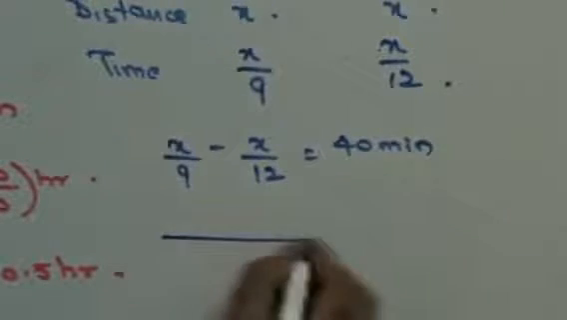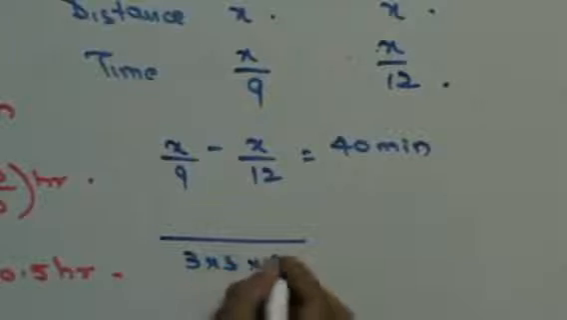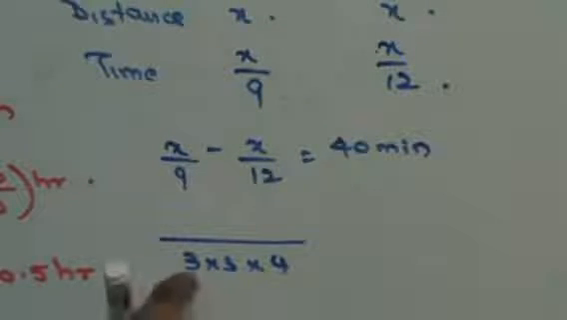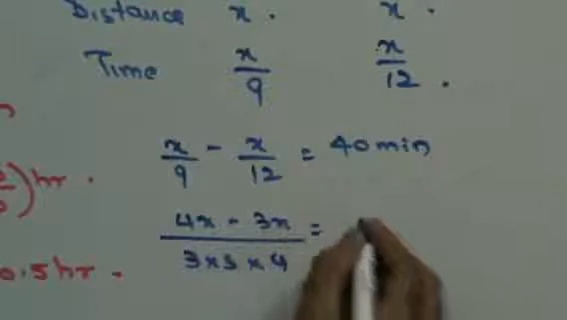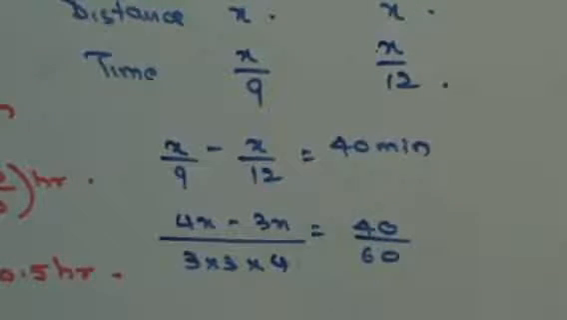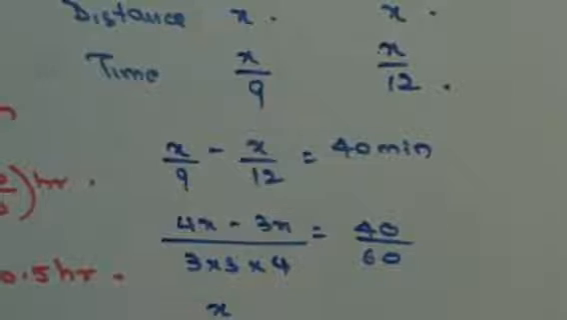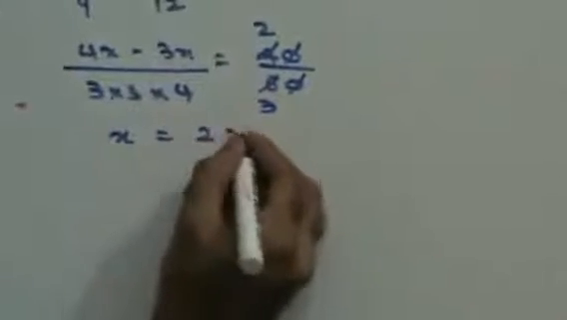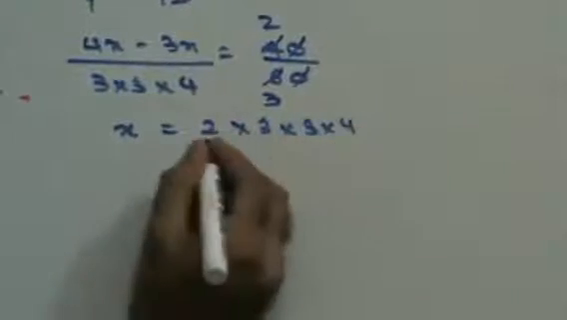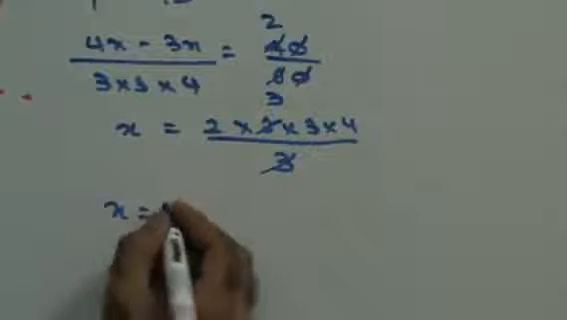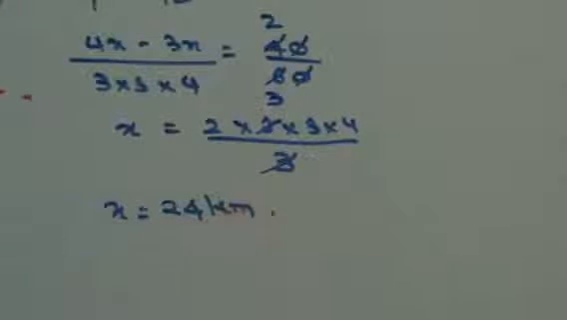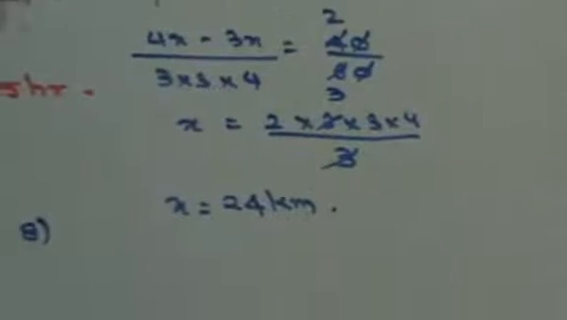Right? So this is 3 3s are 9, 3 4s are 12. So in that case, this is going to be 4x minus 3x. Convert this into hours, 40 upon 60. So in that case, I will get x is equal to 2 into 3 into 3 into 4 upon 3. 3 and 3 gone, 4 3s are 12, 2s are 24. That's the distance between the school and the house. Next, let's see another sum, guys.